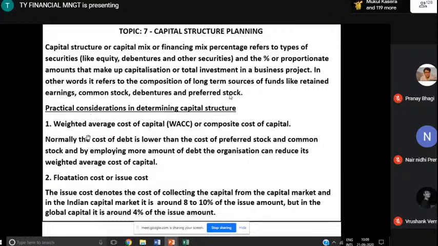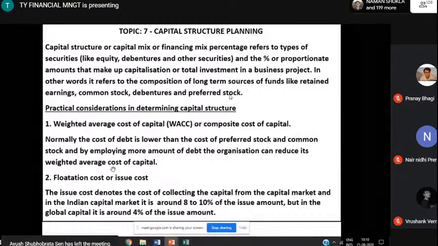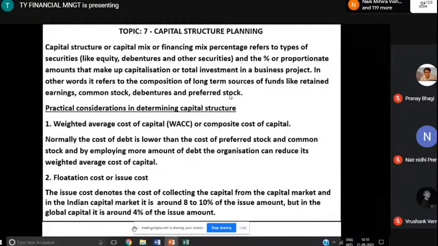type of securities. You are a corporate. You will be issuing equity shares. You will be issuing debentures and other securities. And the percentage or proportionate amount that make up capitalization. Underline the word capitalization and total investment in a business project.